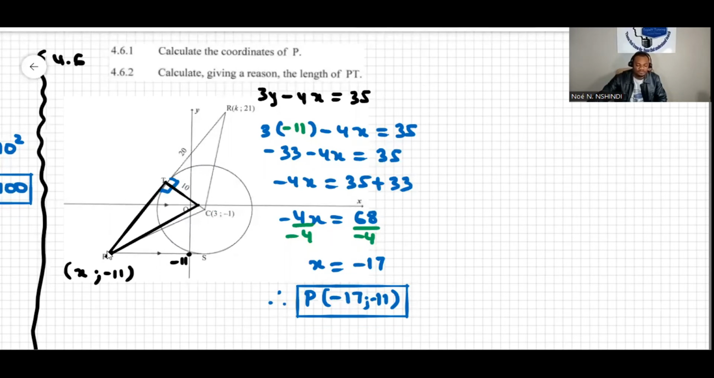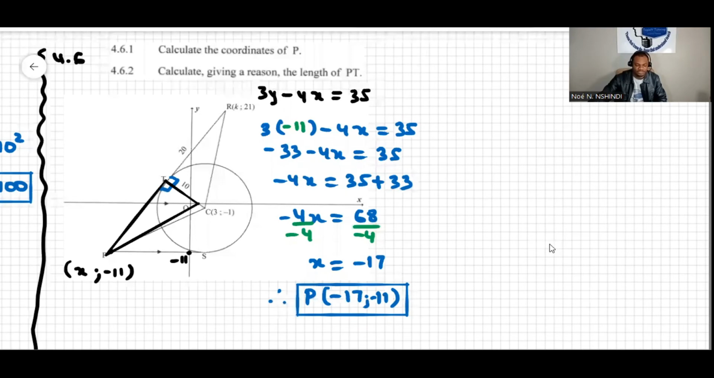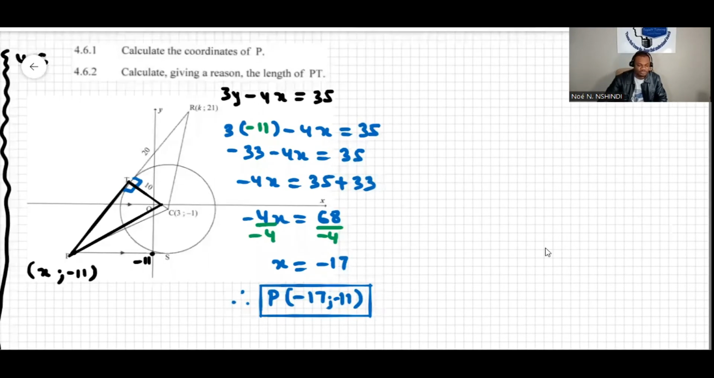Then we know the length here. The length TC is given. So I'm gonna first write here 4.6.2. Whatever we did before was 4.6.1. Now we're going to do 4.6.2. We are looking for the length PT.